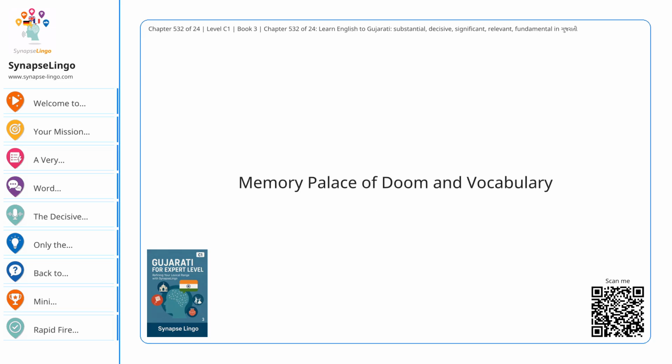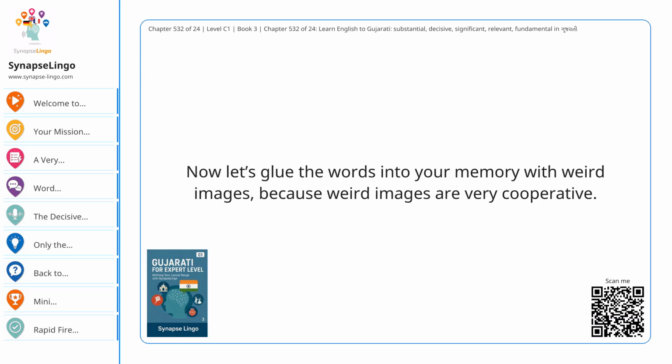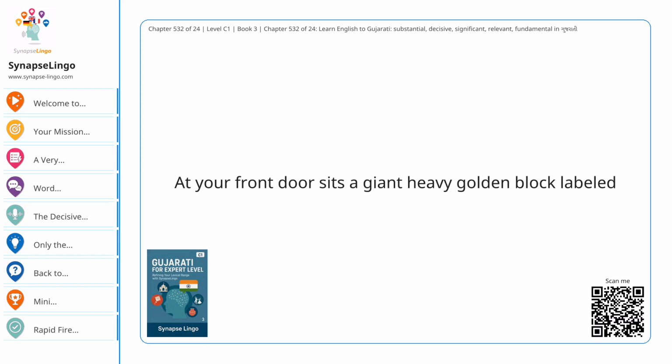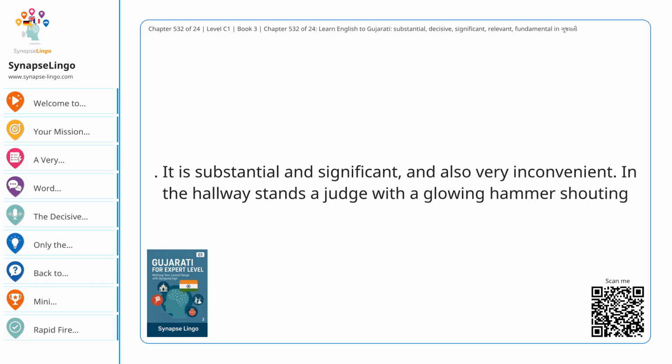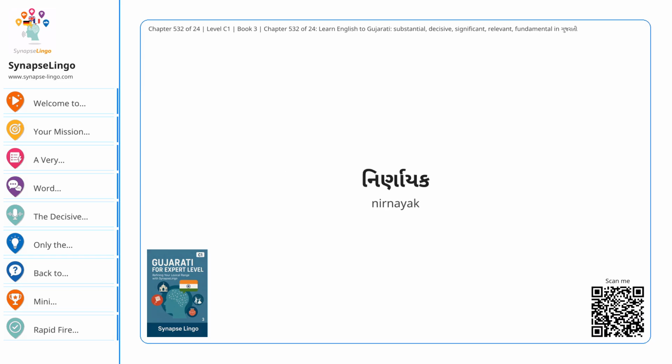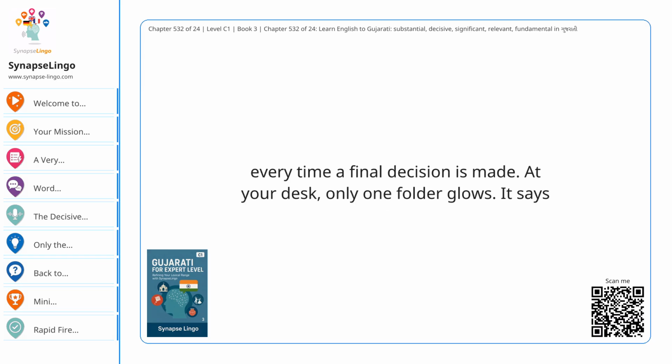मूलभूत. Memory palace of doom and vocabulary. Now let's glue the words into your memory with weird images, because weird images are very cooperative. At your front door sits a giant heavy golden block labeled महत्वपूर्ण. It is substantial and significant, and also very inconvenient. In the hallway stands a judge with a glowing hammer shouting निर्णायक every time a final decision is made.